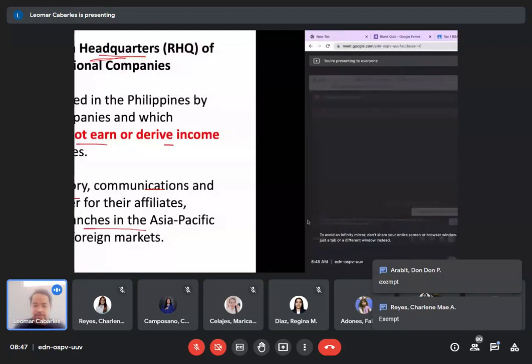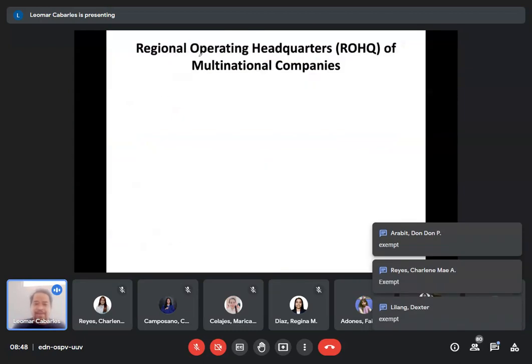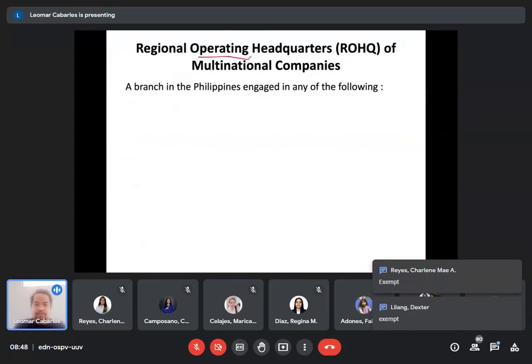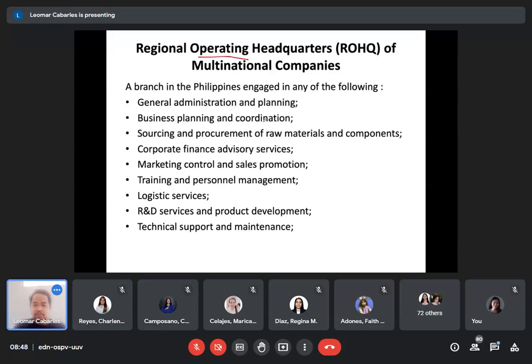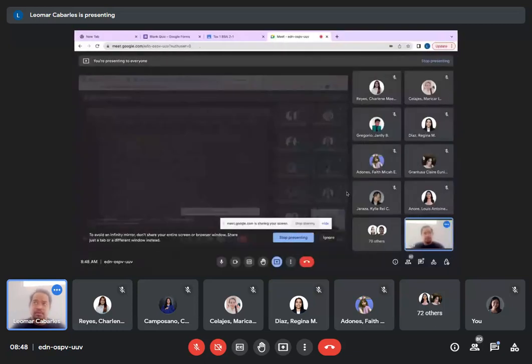Okay? So exempt. But if it is operating already, so meaning it's a branch in these activities, nag-earn sila ng income. Kasi these are services that they render to different companies within their group, you know? And they earn income from doing so. So since may income na to, may tax na to.